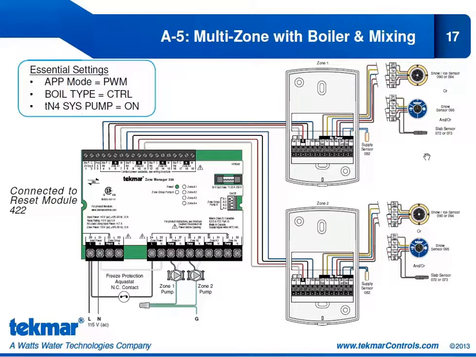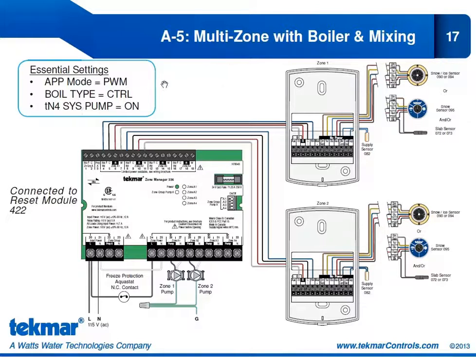Looking at each of those 654s, you can see we have our sensor options, the 090 or 094 sensor, or the snow sensor 095, hopefully together with the slab sensor 072 or 073. And the same is true with the Zone 2 654. Each of those 654s has a supply sensor so that we can see the temperature going to each of those zones. Now our essential settings, it's the same for Zone 1 and Zone 2.